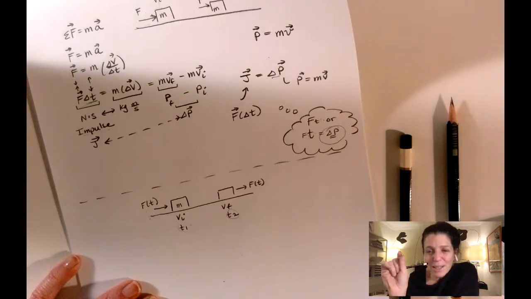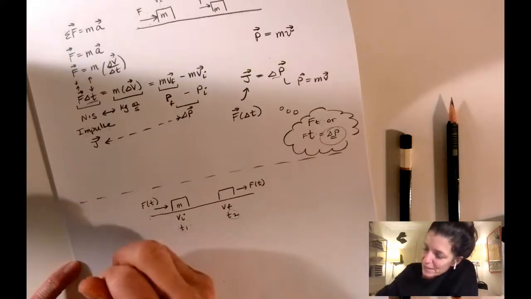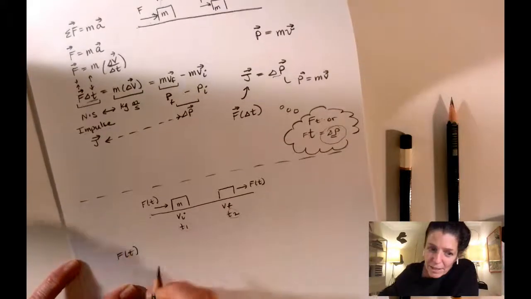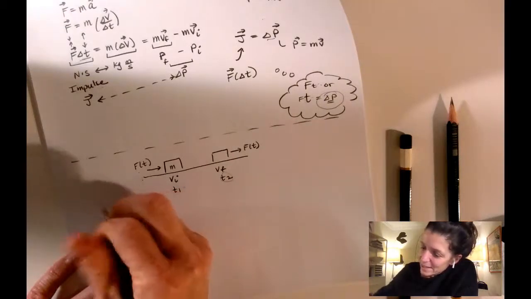I can still look at my world's tiniest impulse, right? So I'm going to do that. I'm going to look at my f of t. Can you see what I'm writing still? But I'm going to multiply by dt instead.